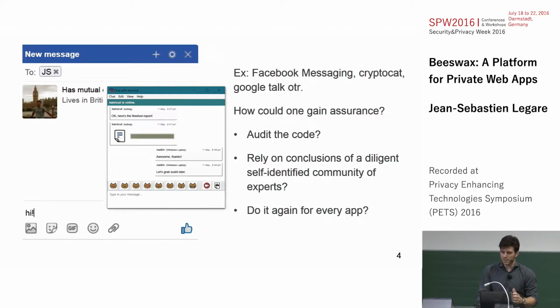So we have all these applications. How would one user gain assurance in these applications? Well, you could audit the code. Tough luck with that. There's a lot of code. It's really difficult. If there is a public release of some software, you can hopefully rely on the conclusions of a diligent self-identified community of experts to tell you whether it's safe to use or not.